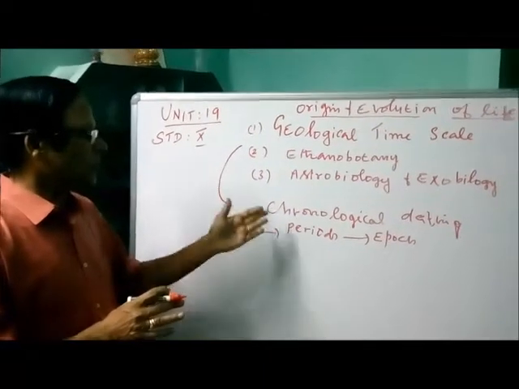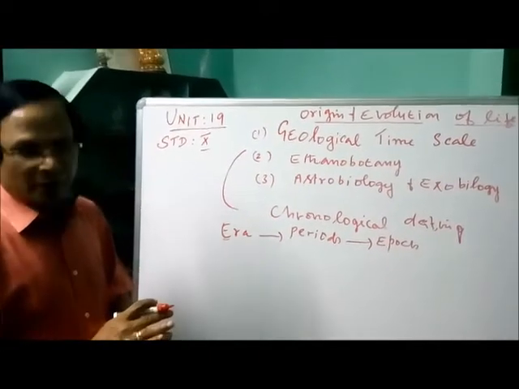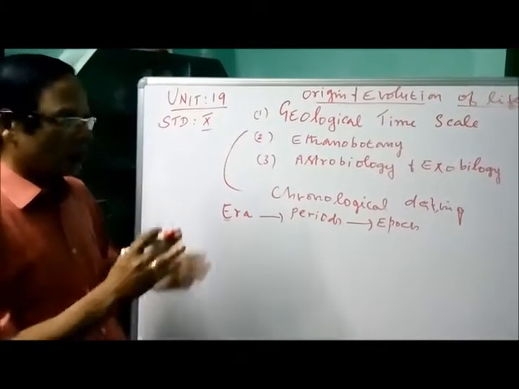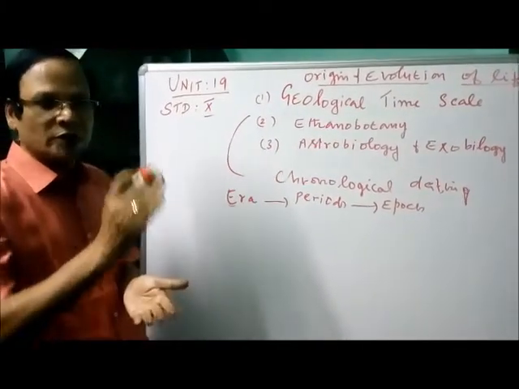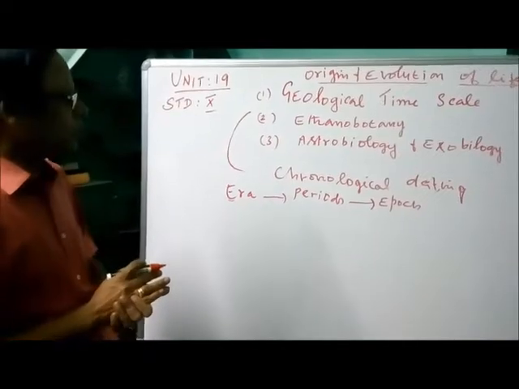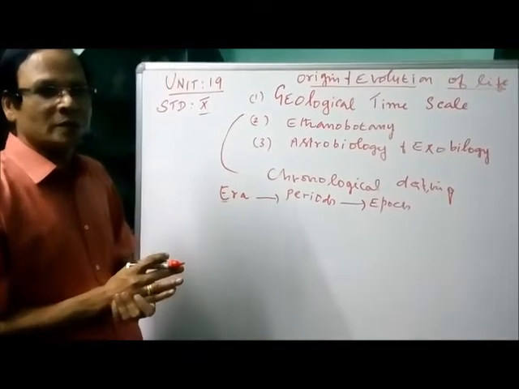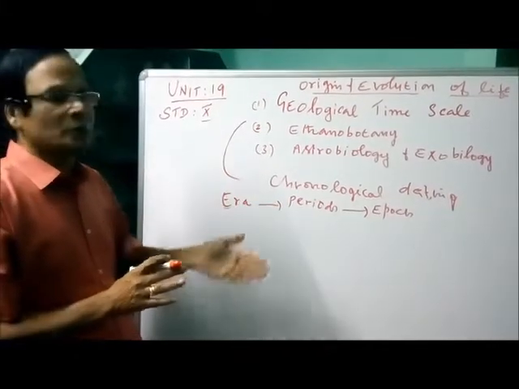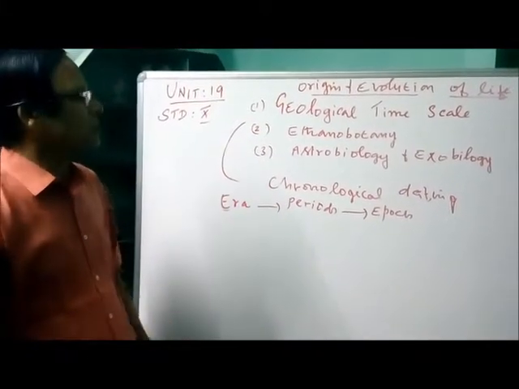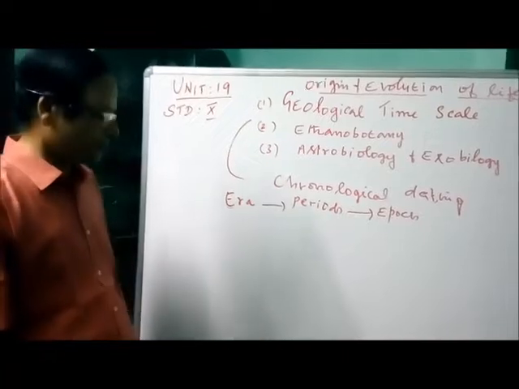and epochs, and that is called chronological dating according to time, and also the Earth's crust, the strata, the layers. We can identify the different plants and animals that lived during that particular period. This is called geological time scale.